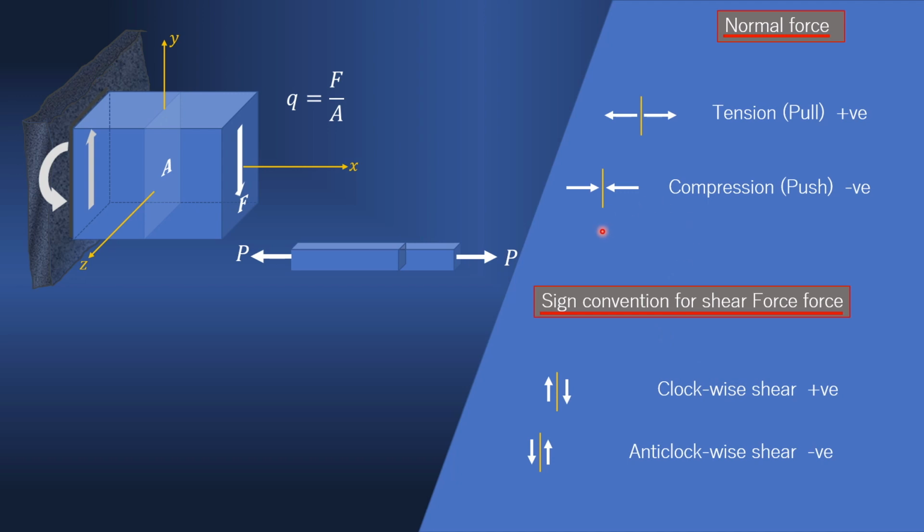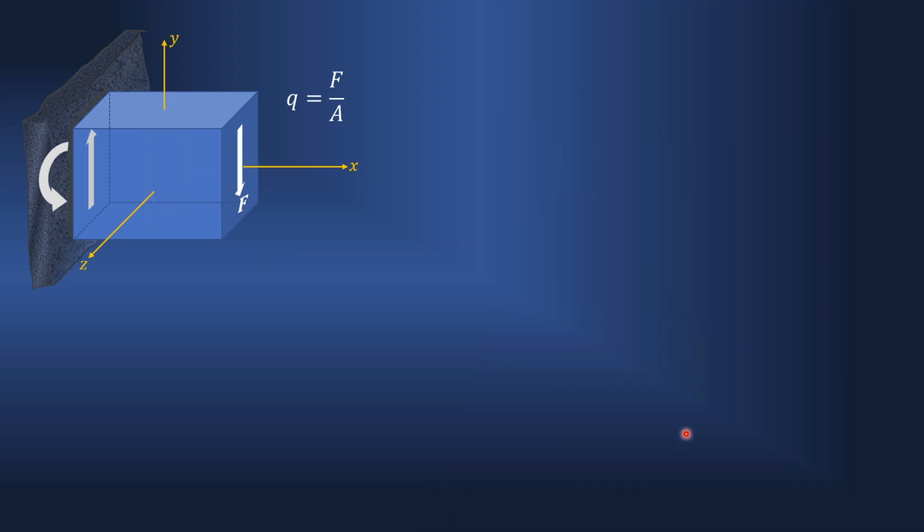Okay. So I explained the sign conventions for shear force. Clockwise shear positive, anti-clockwise shear negative. Okay. So let's proceed now.